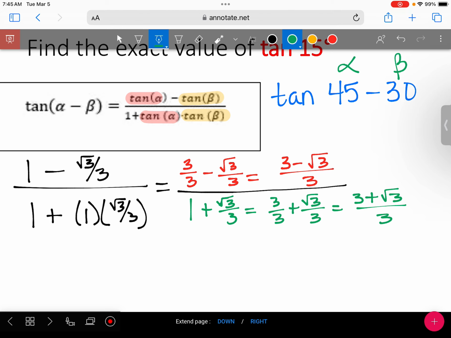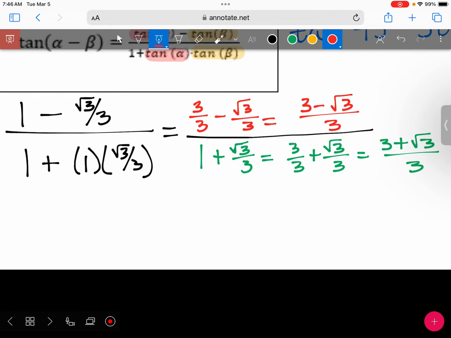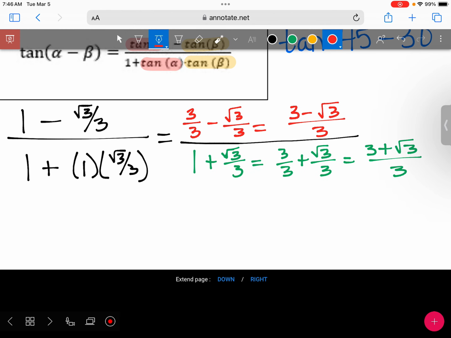So I'm going to pause right there for you all to catch up with me. Make sure we're all together. This is an ugly one. It's ugly, but it's okay. We got it. So I'm going to divide these two. I'm going to do a keep, change, flip. So I'm going to keep my numerator the same. So my numerator is going to stay 3 minus root 3 over 3.